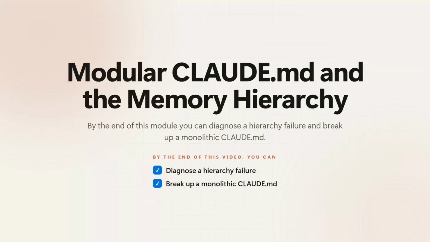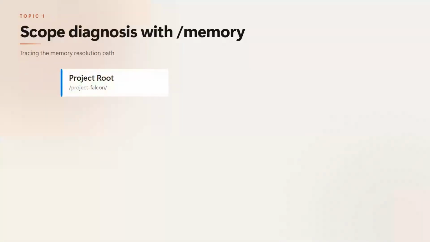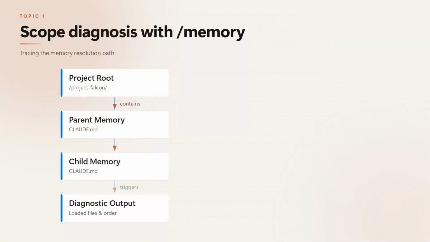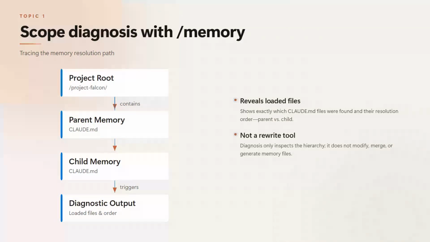Here is how this module builds up. Scope diagnosis with /memory is the technique of using the /memory command to see exactly which CLAUDE.md files Claude has loaded in the current session. It shows the hierarchy: user level from your home directory, project level from the repo root or .claude/, and any directory level files. What it is not is a content editor or a fix in itself. It only reveals the scope, it doesn't move rules. The distinction people get wrong is thinking /memory will tell them what's wrong with the instructions, when it only tells them where the instructions are coming from.